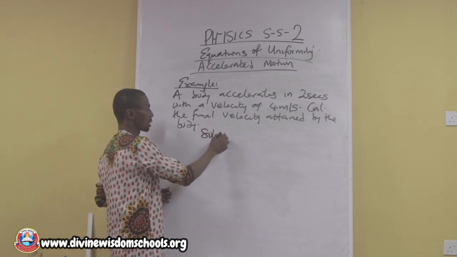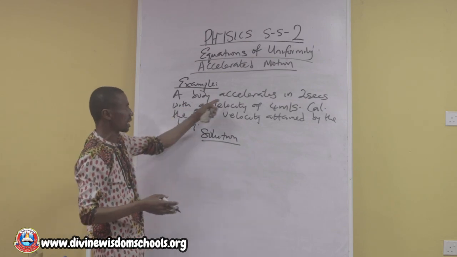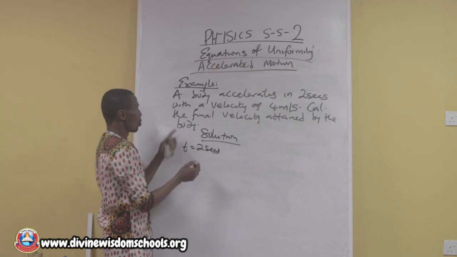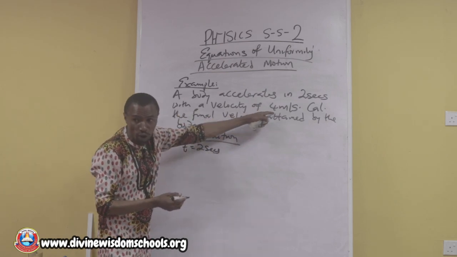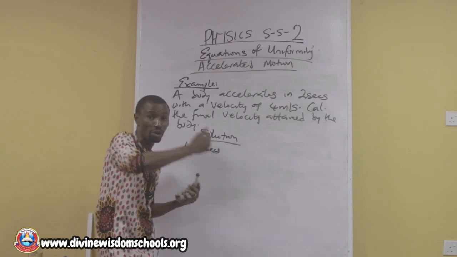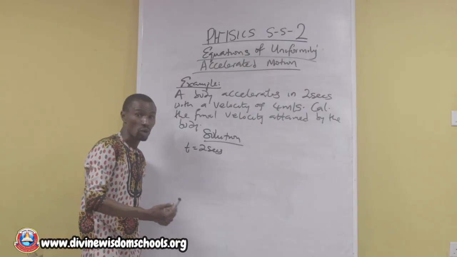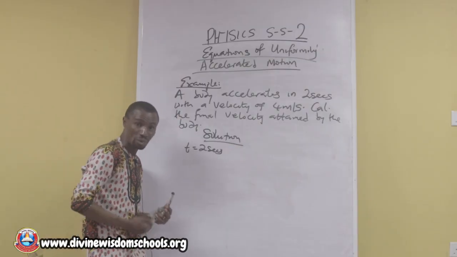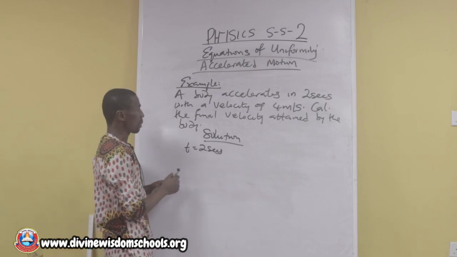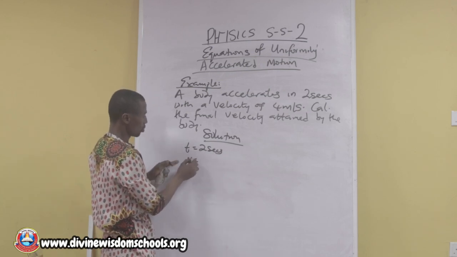What do I mean by parameters? The information stated or given in the question. First, they said the body accelerates in 2 seconds. So t is 2 seconds with a velocity of 4. That 4 means initial velocity. But if it is stated in the question that a body accelerates from rest, it simply means initial velocity is 0.